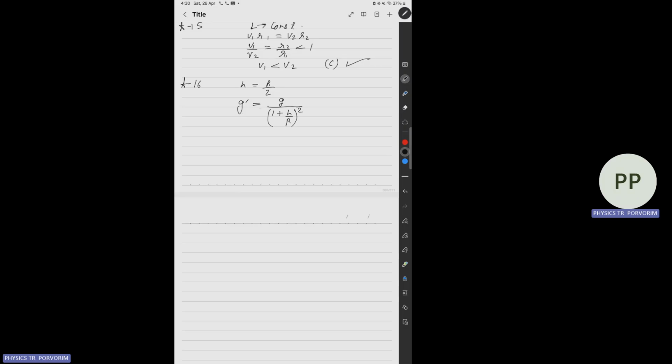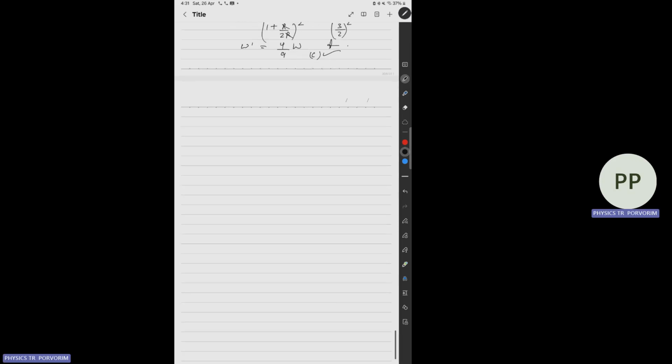If I multiply by m on both sides, it will be W dash equal to W divided by (1 plus h by r) whole square. What is the value of h? h is r by 2, so r cancels. When I solve this equation, I get W divided by (3 by 2) whole square. So W dash is equal to 4 by 9 times W. So the third option is correct.